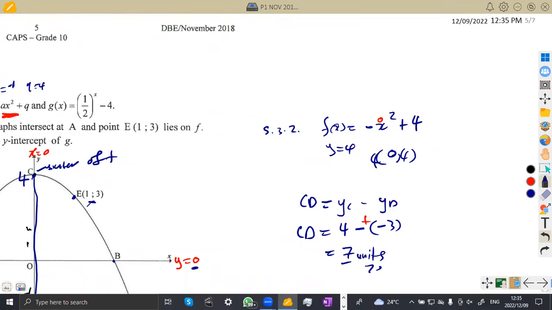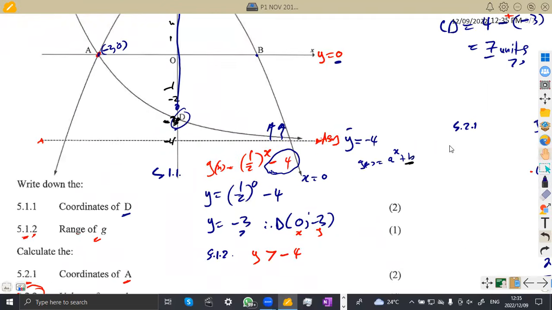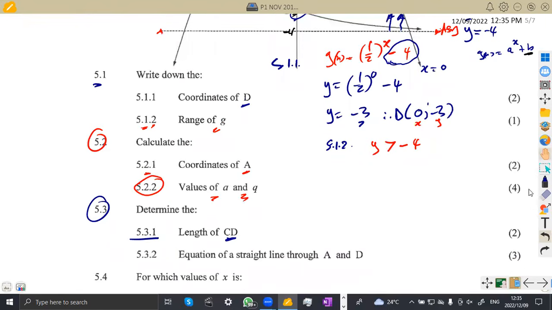So that means CD is actually 7 units from where we have. So that was our 5.31. Then 5.32, we are now given to find the equation of a straight line which passes through A and D. So we need the equation of a straight line through A and D.